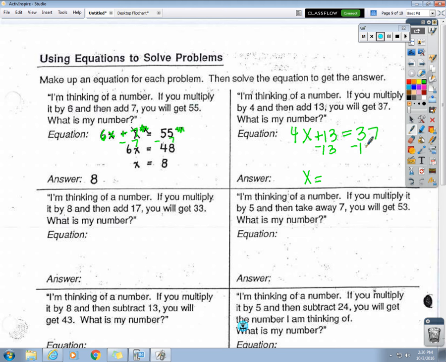Subtract 13, and that gives me 4X equals 24, and then I would do what to solve for X? And if you divide that by 4, you get 6. So go back and make sure it makes sense. If 6 is the number you're thinking of, and you multiply it by 4, you get 24. And if you add 13, doesn't that bring you up to 37?